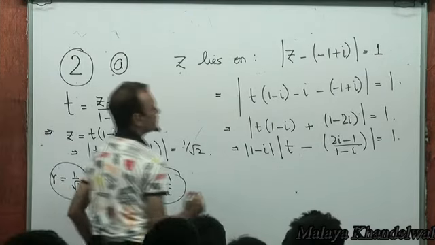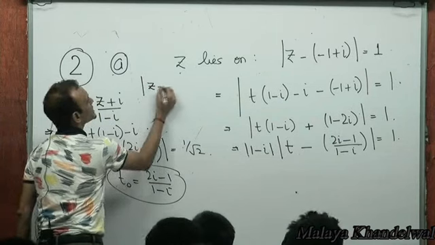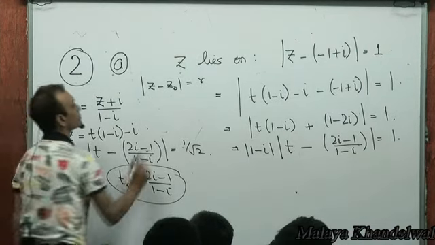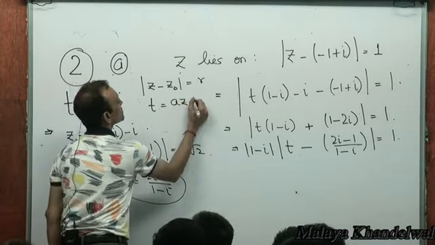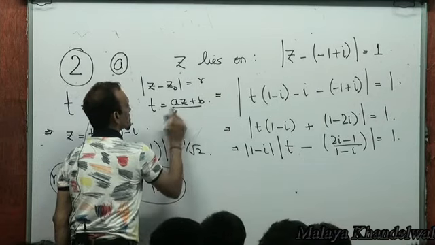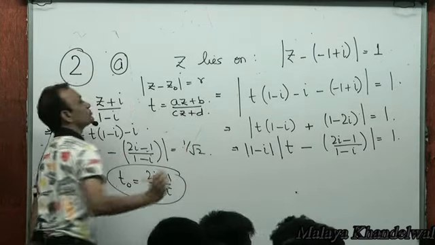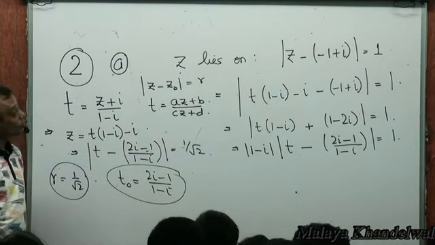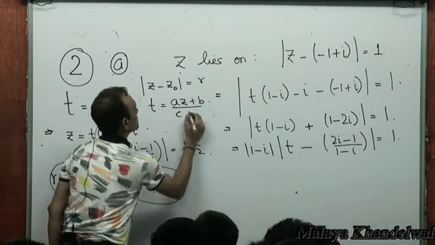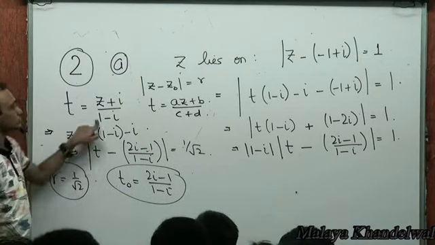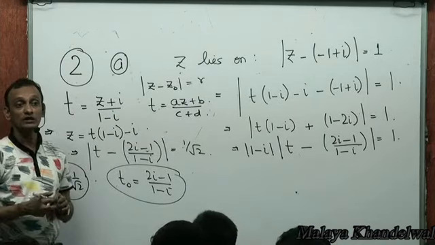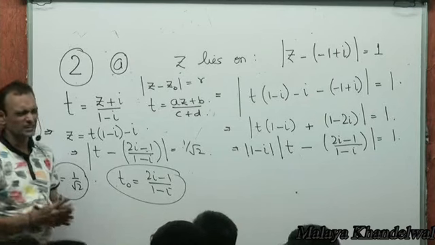In fact, let me tell you, every time you have something like this, say mod of z minus z naught equal to r, and you create a linear transformation, that means you say t equal to az plus b by cz plus d, then the locus of t will always be a circle for this linear transformation from z to t. You can check that out. Okay.